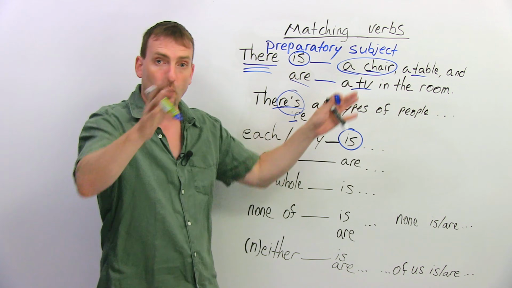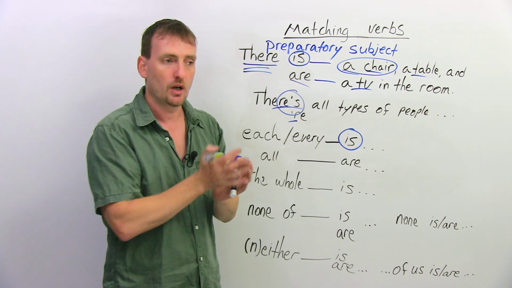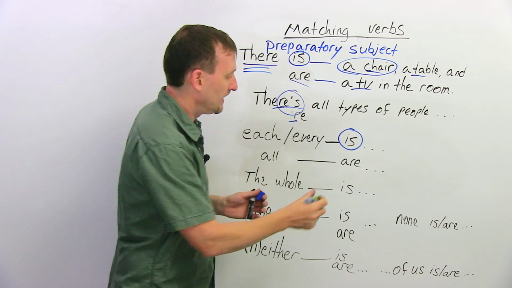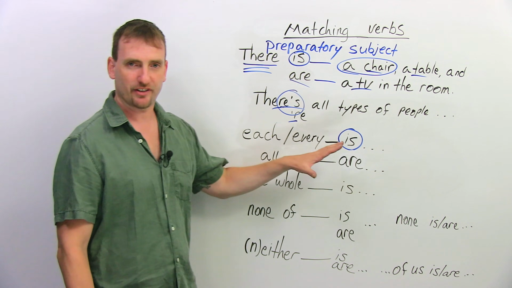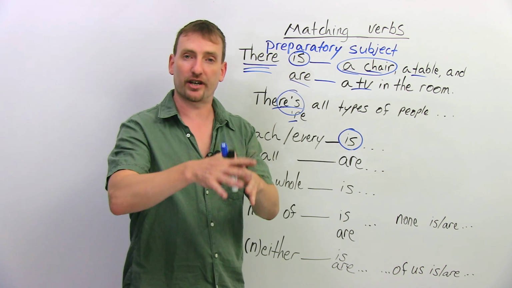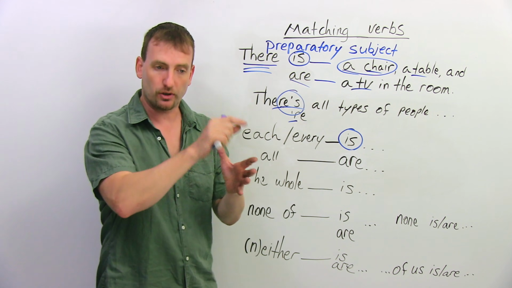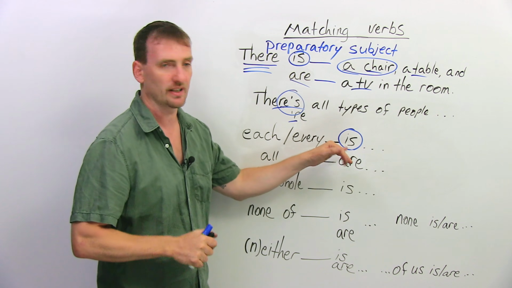We're not talking about the whole group as one group. We're talking about all the individuals in the group, and that's why we're using the singular verb. Okay, so each and every, we're talking about each individual in the group. And because we're talking about each individual, we're using is.